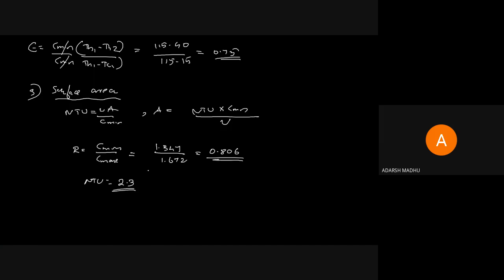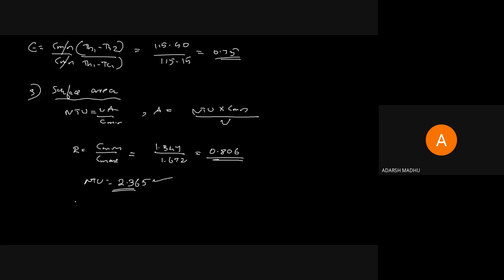The value in the text is 2.3651. So this is the value of NTU. We can find the value of NTU from the graph, or we can find the effectiveness from the graph. If we are not getting a particular value, 2.3 is a close value we can take. If you want an accurate value, we can use the equation to find NTU.